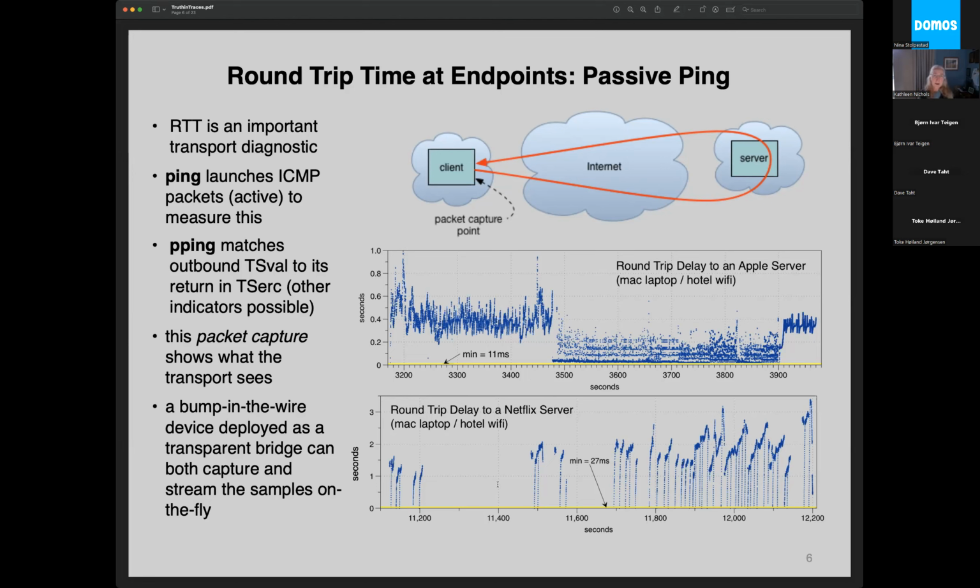And I just wanted to show one of the things that I did here. I was in a hotel and I said, well, okay, let me capture this and see what I can get. And of course, this looks like a hotel network, doesn't it?